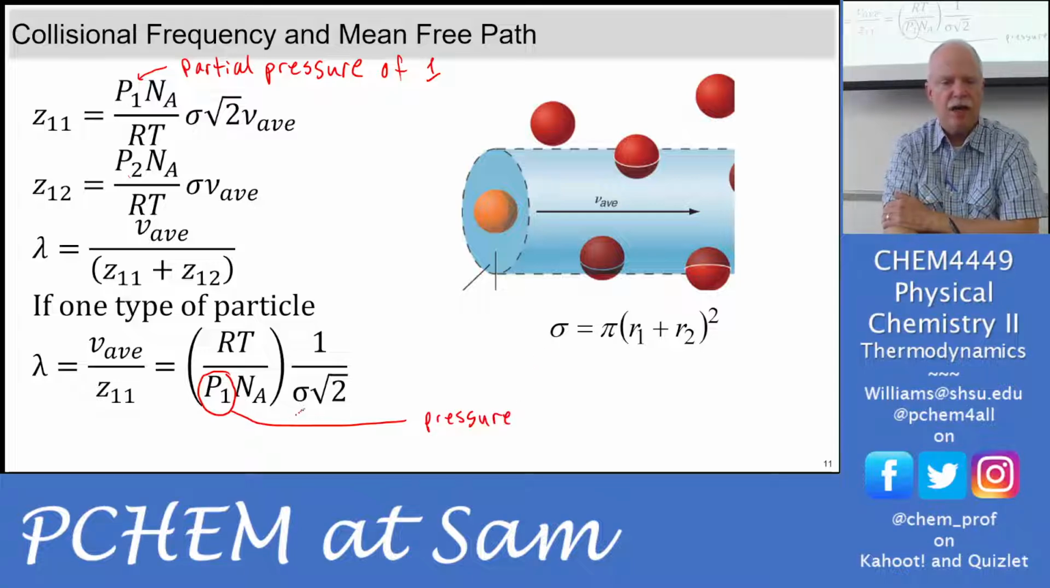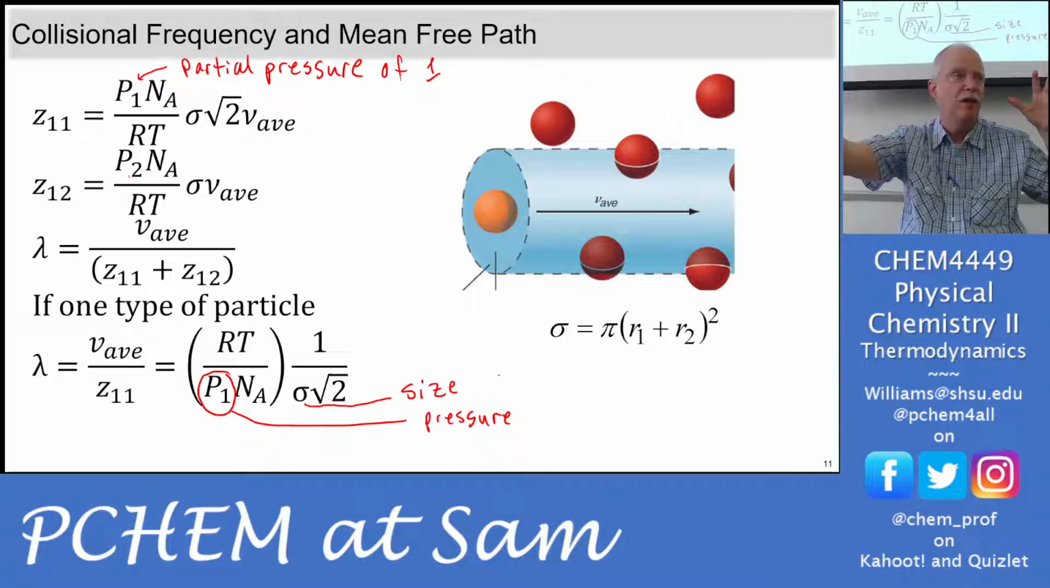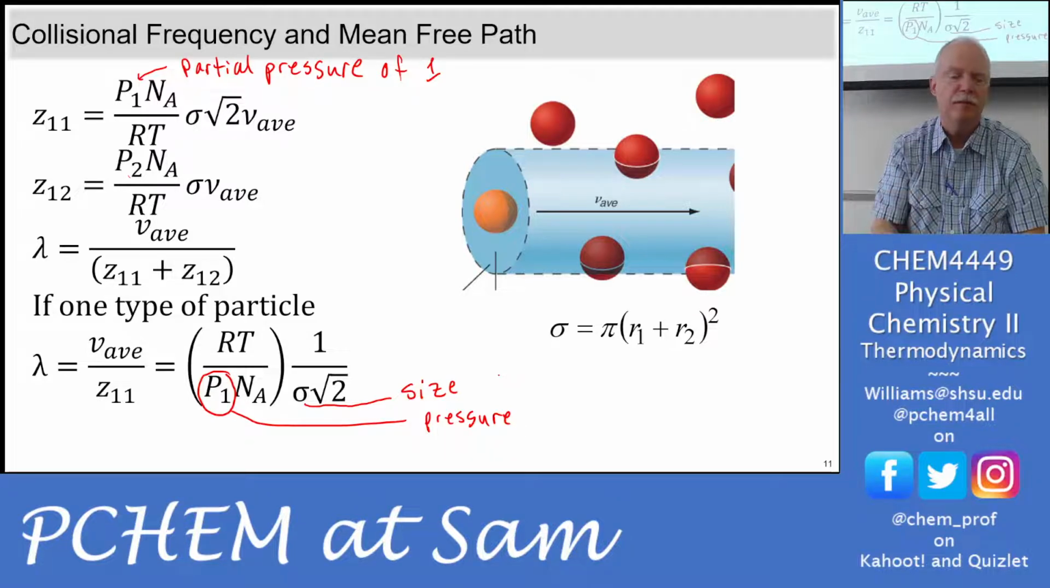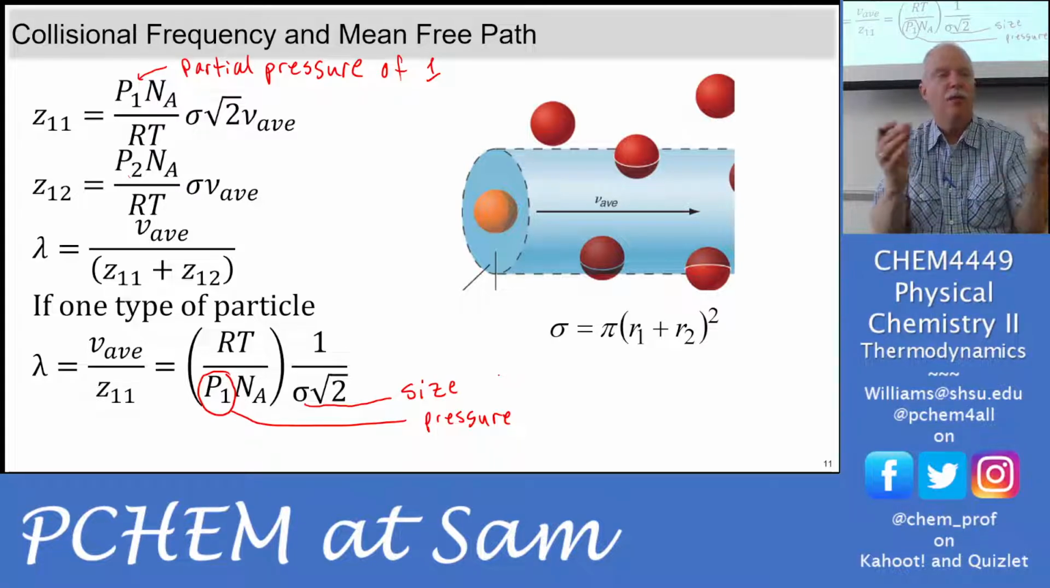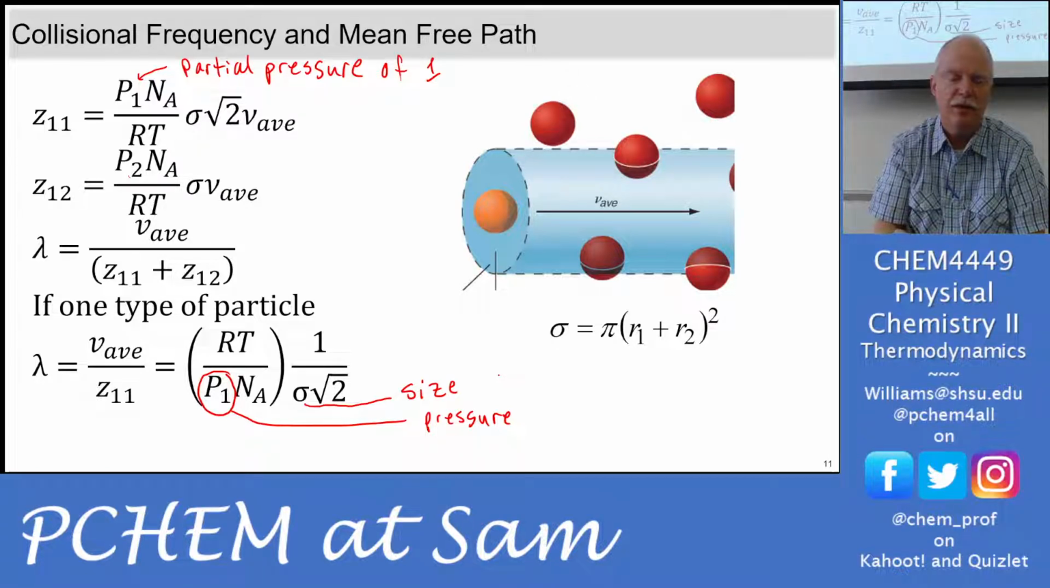And then also the size of the molecule here is in the denominator. So again, if you have a smaller particle, it's harder to hit. And so your mean free path gets longer. All right, because you got a smaller target. Okay. If you've got a smaller pressure, then your path gets longer, and you can go further before you hit another particle on average.